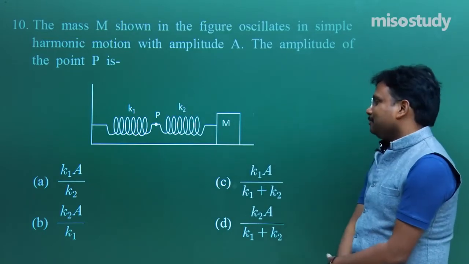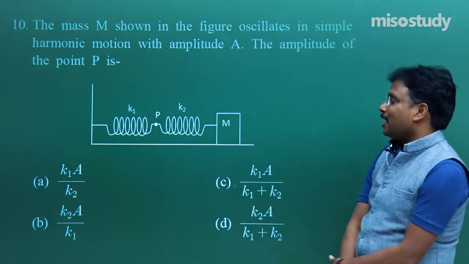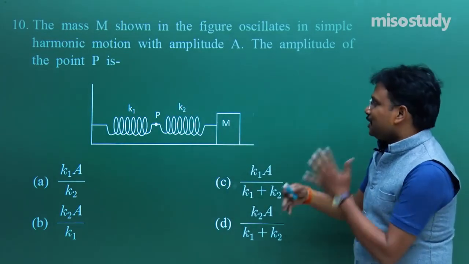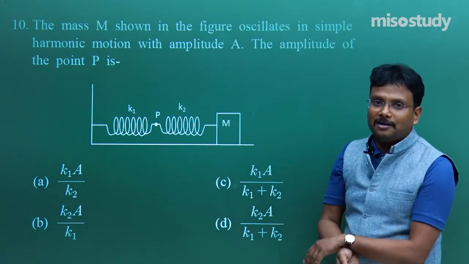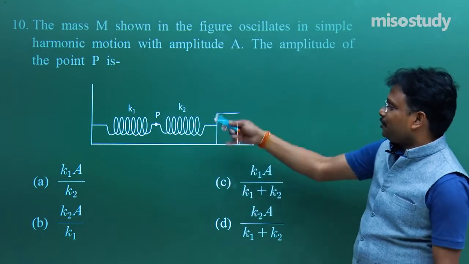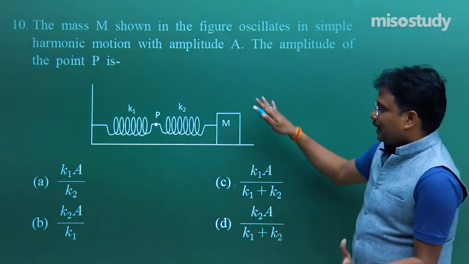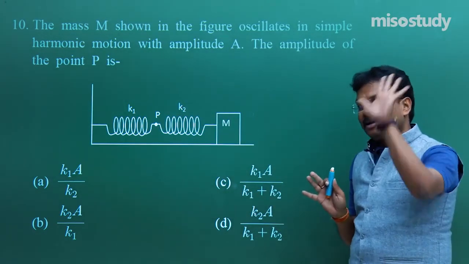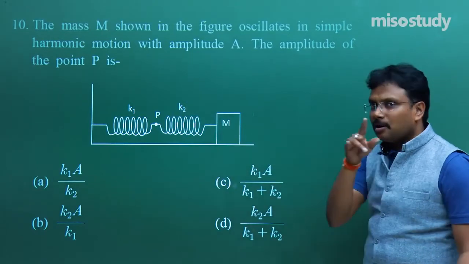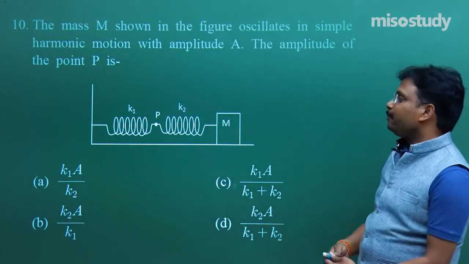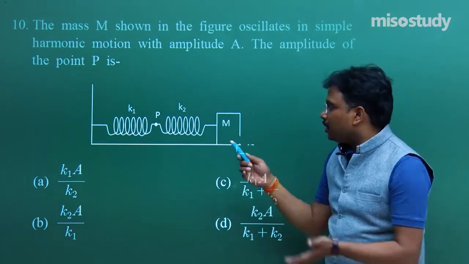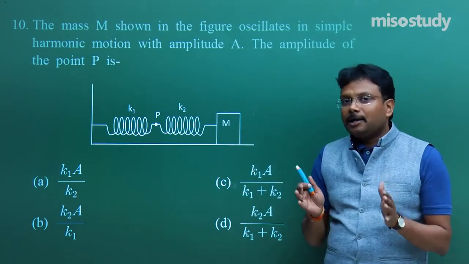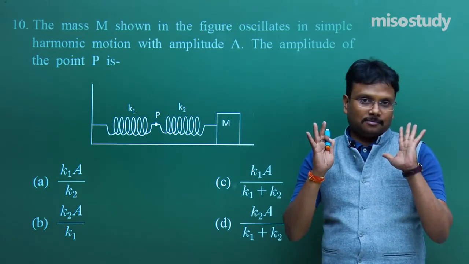Actually, the original problem I picked from somewhere was something associated with the mass amplitude. I thought let's make it slightly different, so that's why I use this point. I hope the diagram is clear, and from this clear diagram one thing is crystal clear to all of you, that spring K1, K2, I mean spring 1, spring 2, are connected in series.